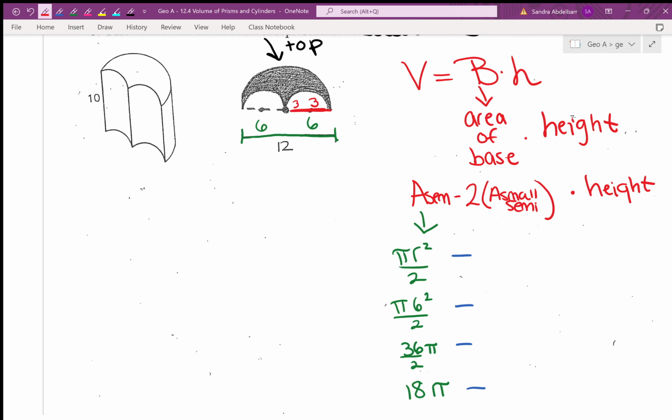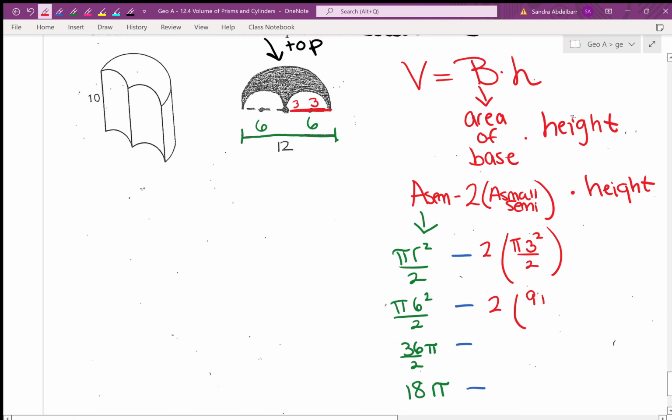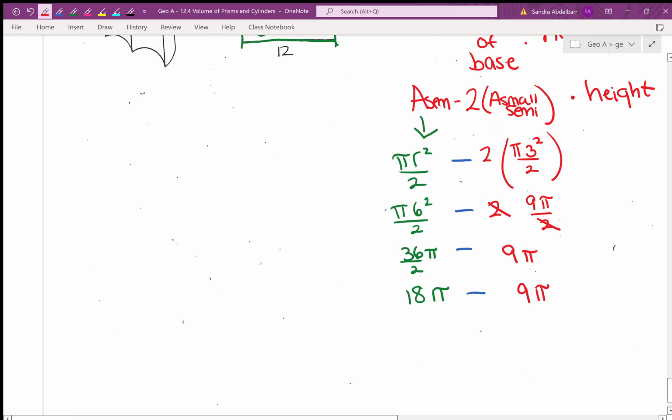All right, so let's find the area of the semicircle. So isn't the area of the semicircle pi 3 squared over 2? So that's going to be 2 times 9 pi over 2. But what happens with the 2's? They cancel out. So this is going to be 9 pi. 18 pi minus 9 pi is 9 pi.